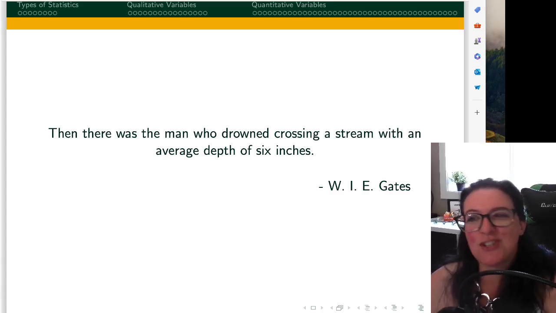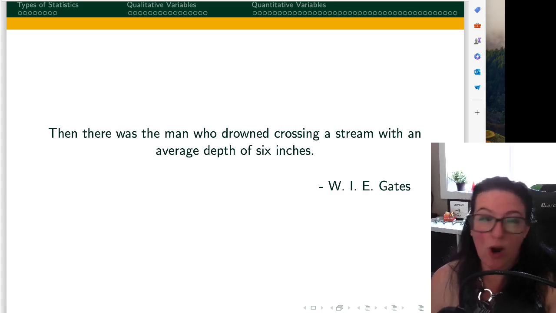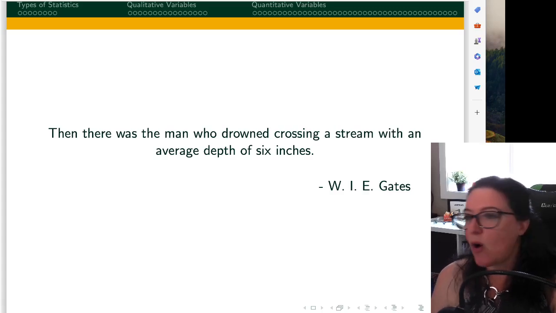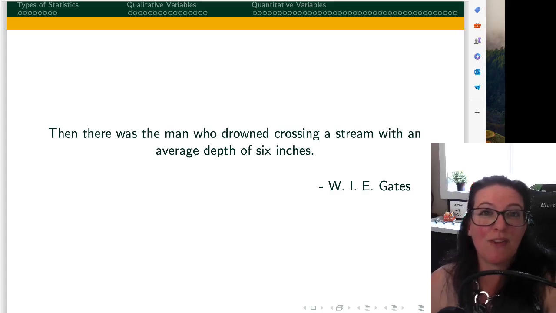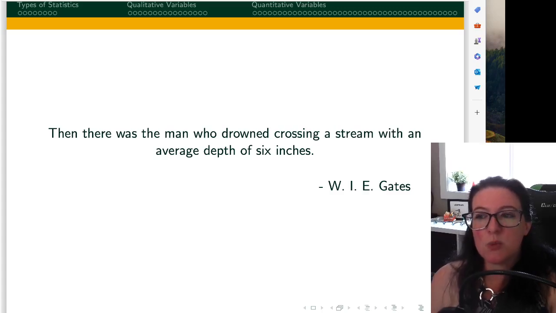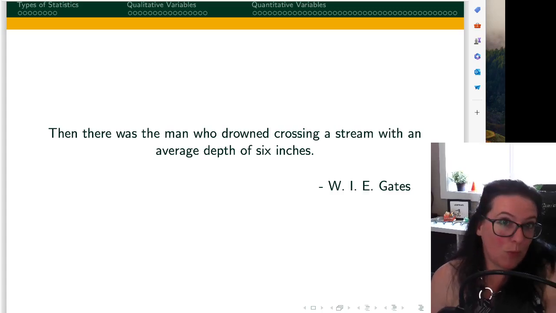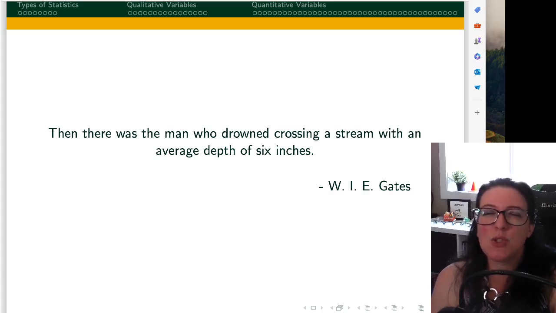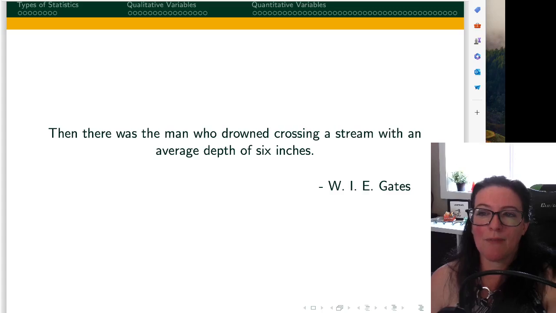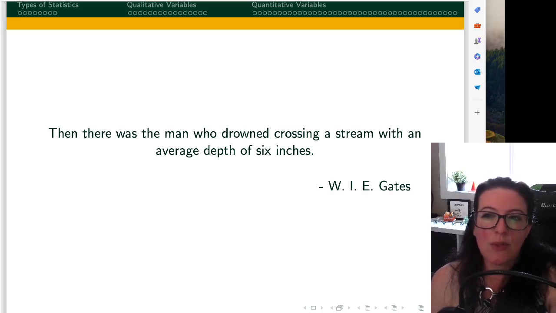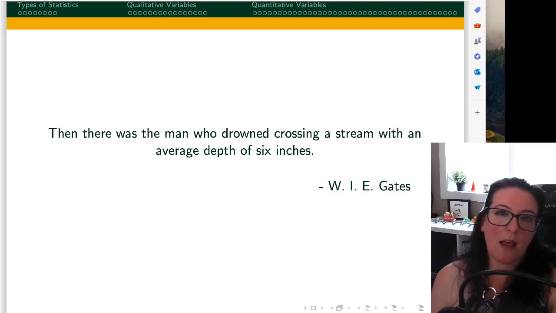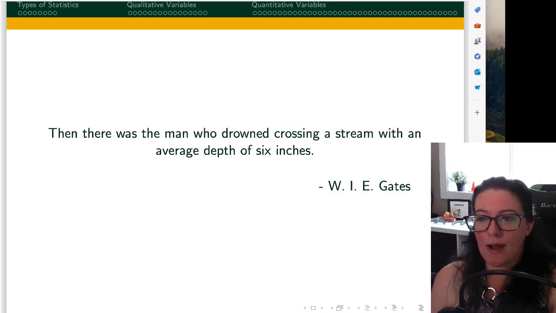Well, it's an average. An average is not the raw data, which we talked about in our previous video. It is a summary of that raw data. And so an average comes from adding up all the numbers and dividing by the number of observational units. So it's quite possible that there is one really deep location where the individual drowned and the rest is super shallow, which leads to an average depth of only 6 inches. So the average depth really doesn't tell us why the man drowned.